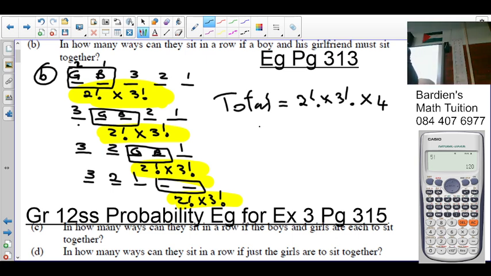Okay? Which now gives us 2 factorial times 3 factorial. Since there are 4 of those, that gives you an answer of 48.